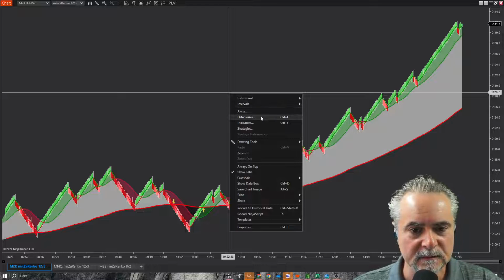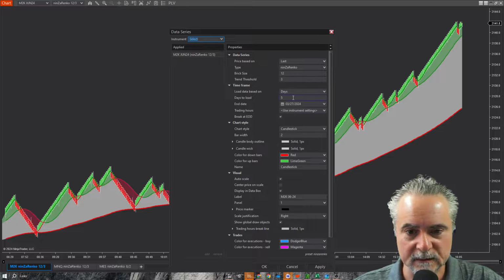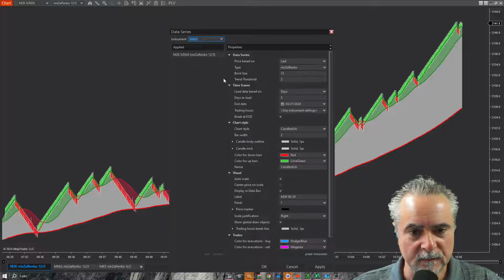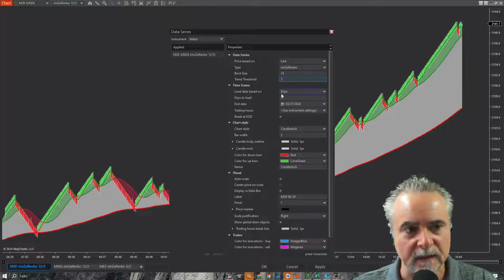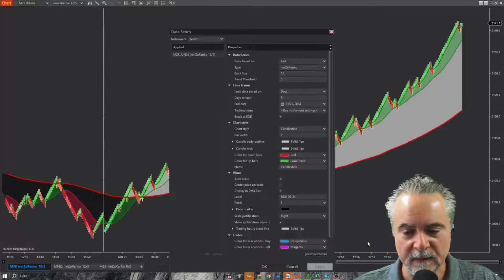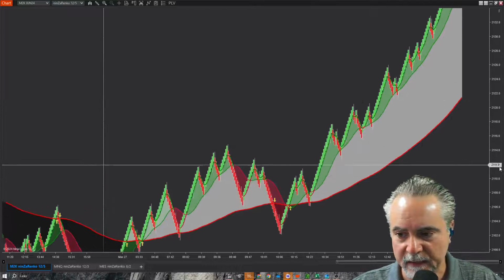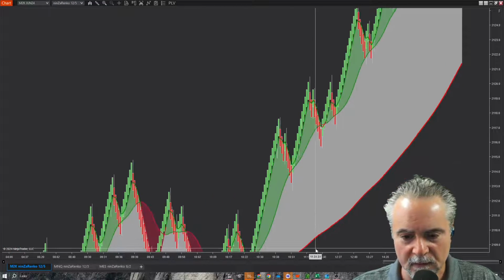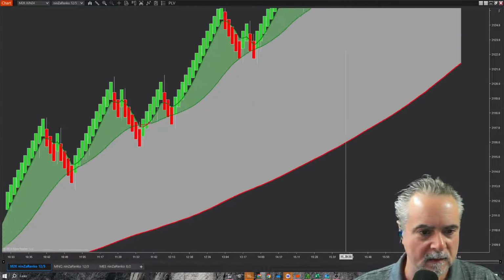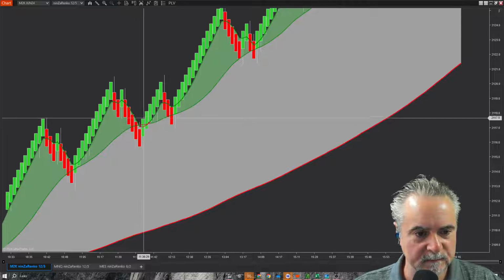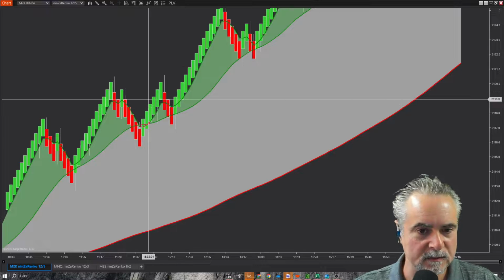So let me show you how to do that. Right click on the chart, click on data series. We have the NinZaRenco up. We've got 12.3. Let's say I wanted it to be 12.5 so that it only changes after moving 5 ticks. So I'll hit apply. Okay. Now, if I zoom in a little bit, you can see that there's 5 ticks between printing the new bar as opposed to 3 ticks.